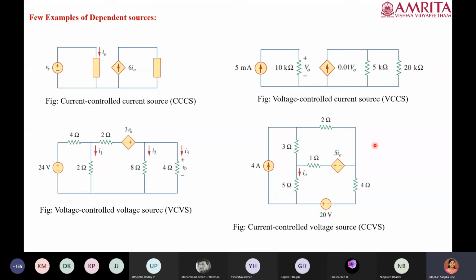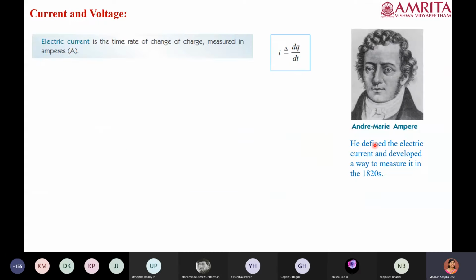Okay, so next we will have some basic concepts. Most of the concepts maybe you have already learned, but just as a recap, we will touch upon and we will go on to the other concepts. The basic fundamental quantity in any electrical circuit is the current and the voltage. The definition for the current is it represents the rate of change of the charge. Mathematically it can be represented as i = dq/dt, and it is Ampere who defined the electric current, and he also developed a way to measure it way back in the year 1820.